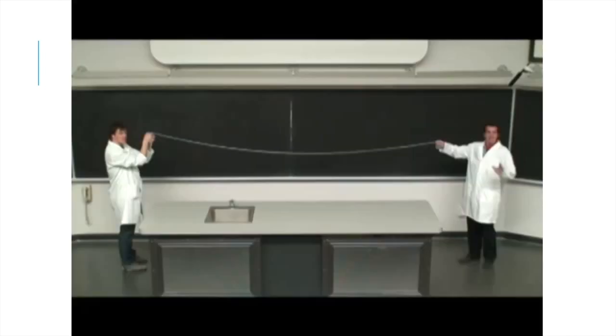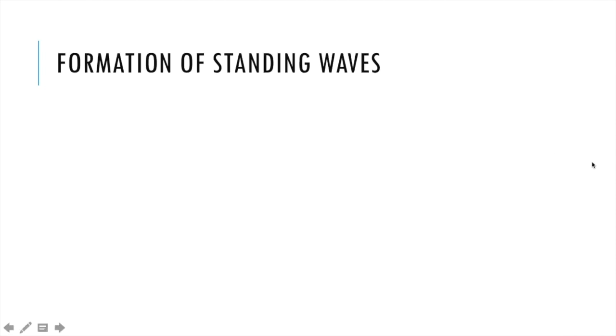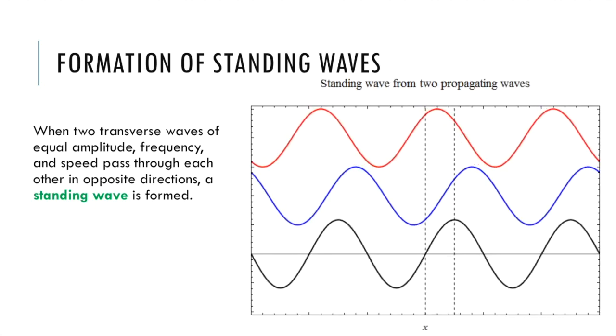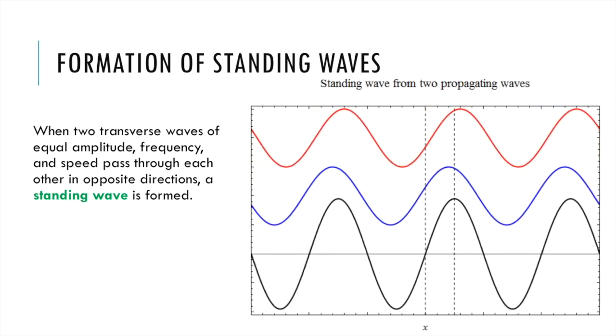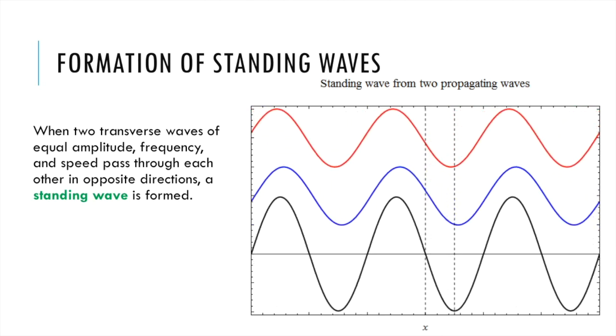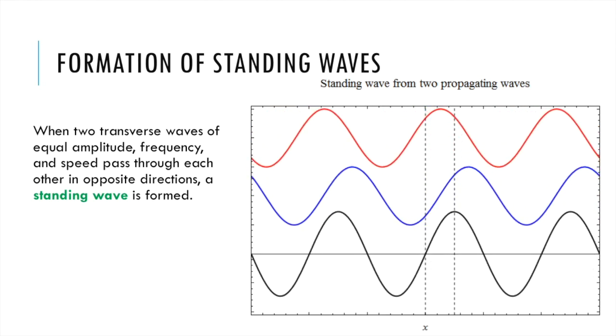Okay, so that gives you an idea of the overall shape of a standing wave. So that gives us an idea of how they're formed. And they're formed really by two transverse waves that pass through each other. That's what you saw with the reflection there. This animation shows you the idea. We have a red wave, which is a traveling wave moving to the right, and a blue wave that's a traveling wave moving to the left.